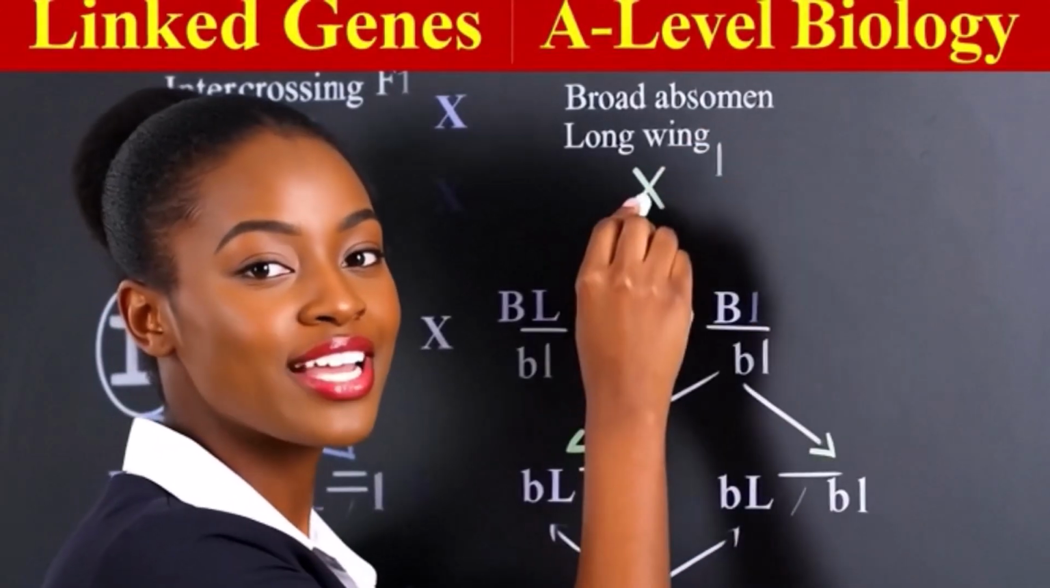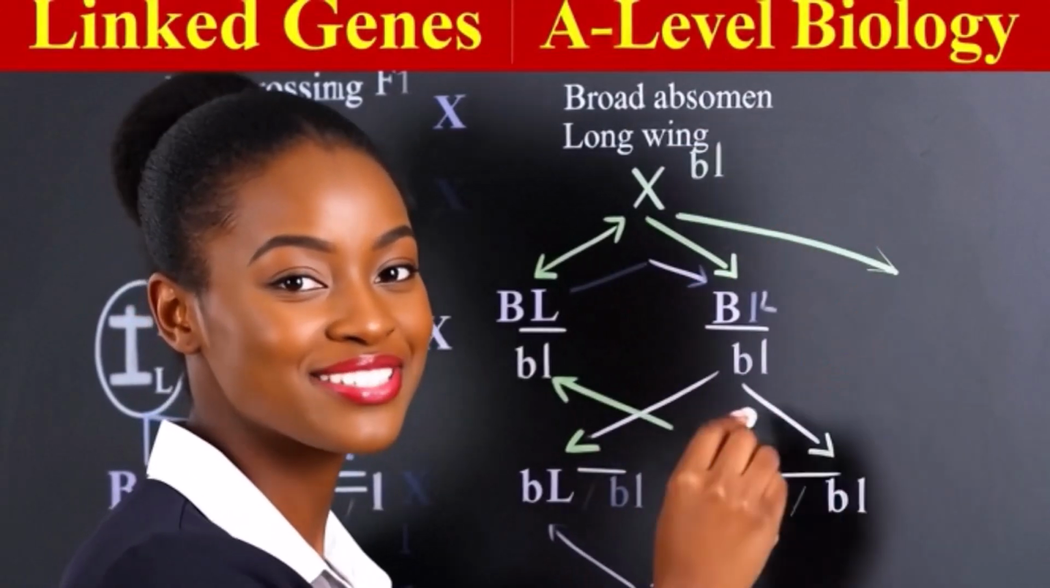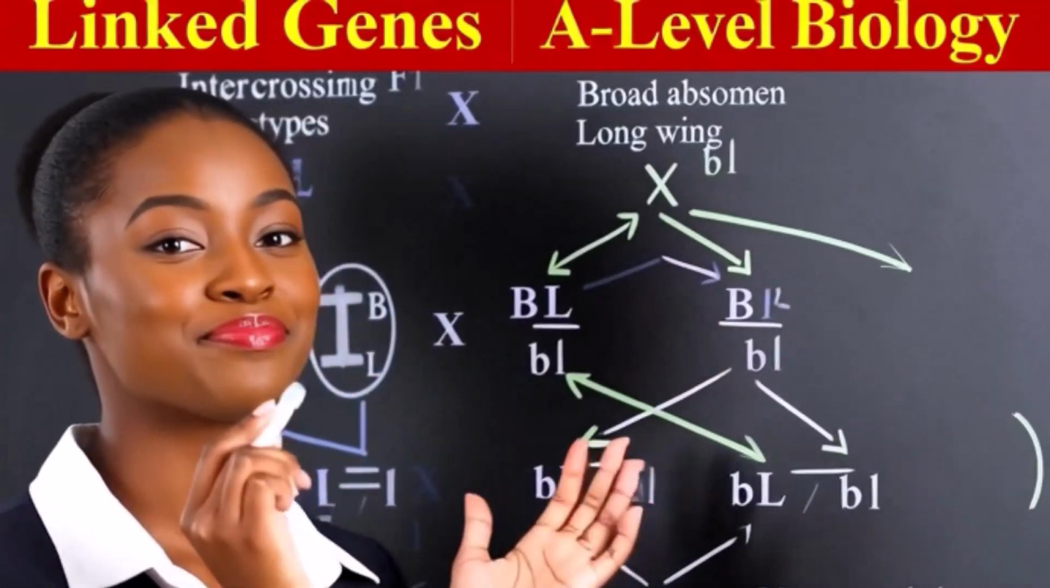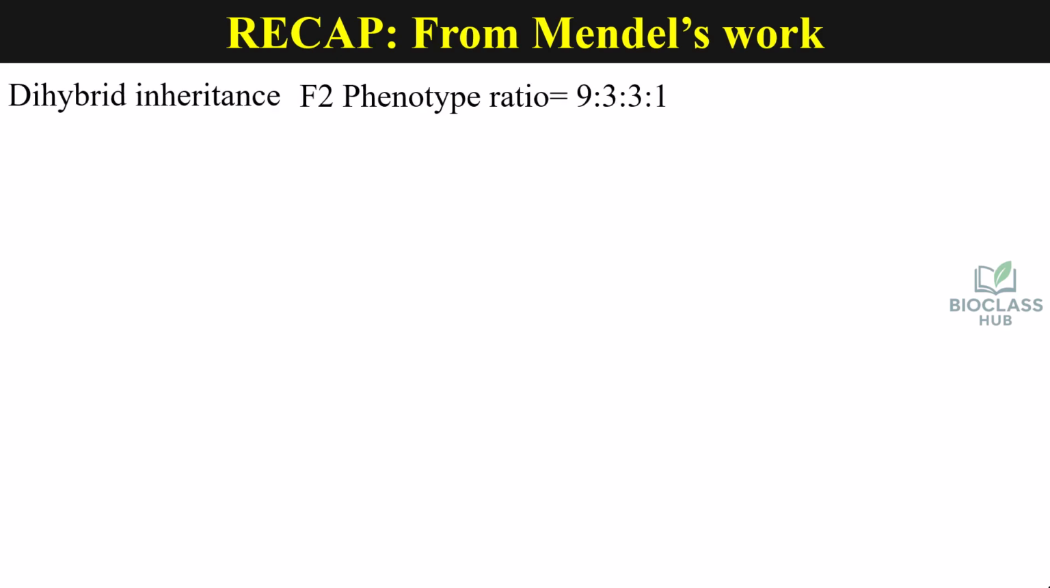Let's explore how linked genes affect inheritance patterns in A-level biology. Recap from the previous lesson. Mendel's dihybrid crosses: the F2 phenotype ratio is 9:3:3:1.